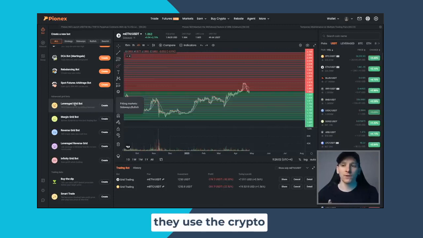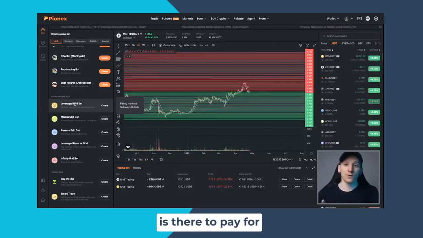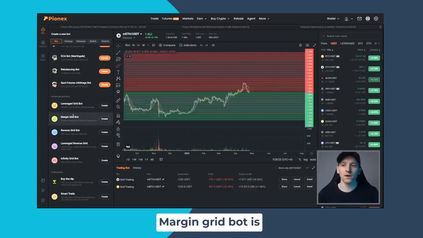With leverage, they use the crypto futures market. You can leverage up, let's say, 5 times. So if you have $1,000, you can leverage up 5x, meaning you'll have a $5,000 position. But obviously that $1,000 is there to pay for losses. A 20% move on 5x leverage wipes out your capital. So this is only really for short-term speculation, to be honest. A margin grid bot is a similar thing. You can use margin to increase your position size.